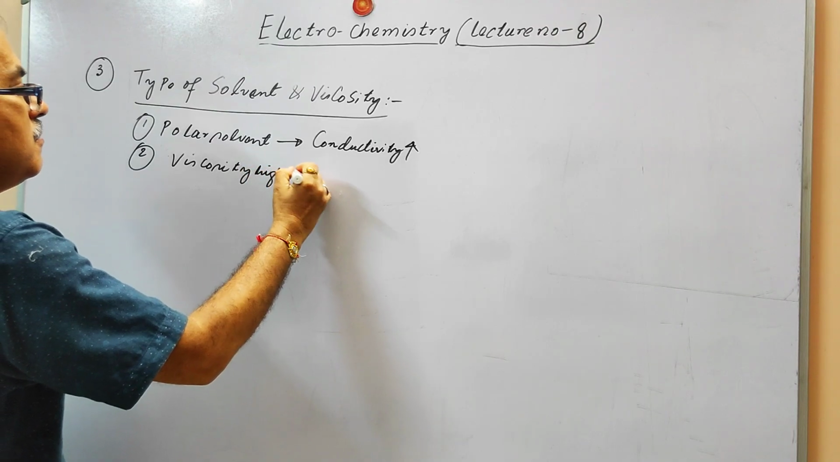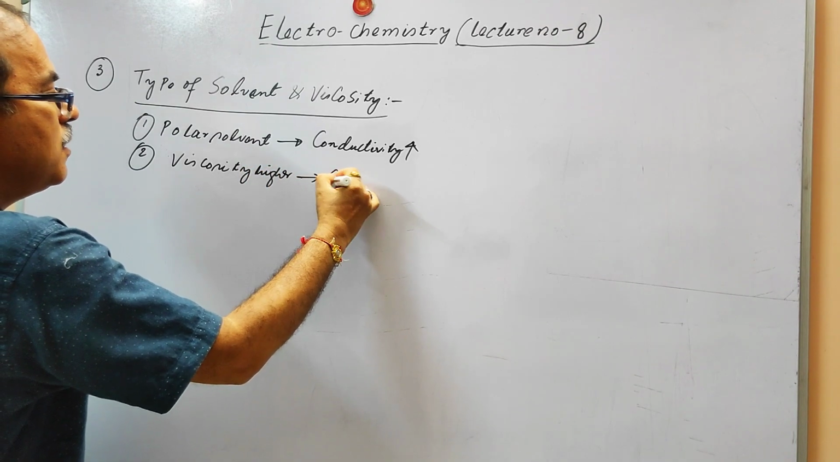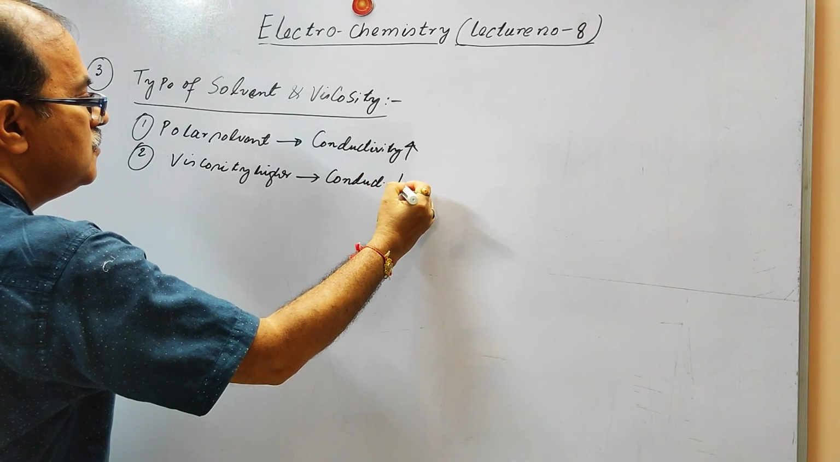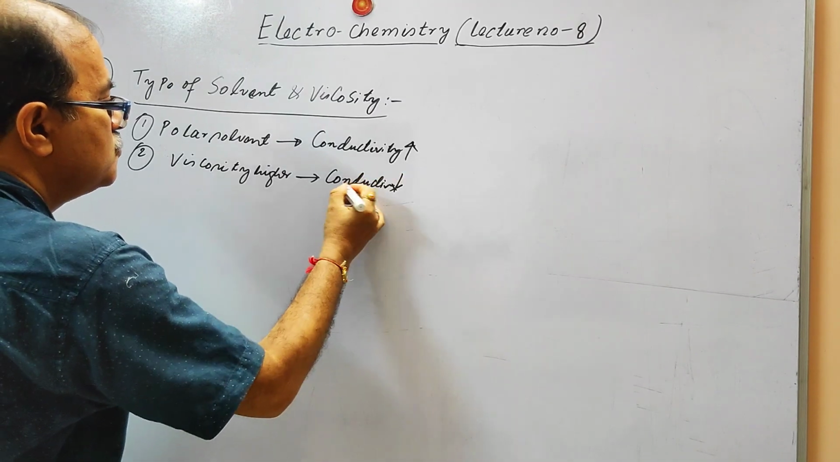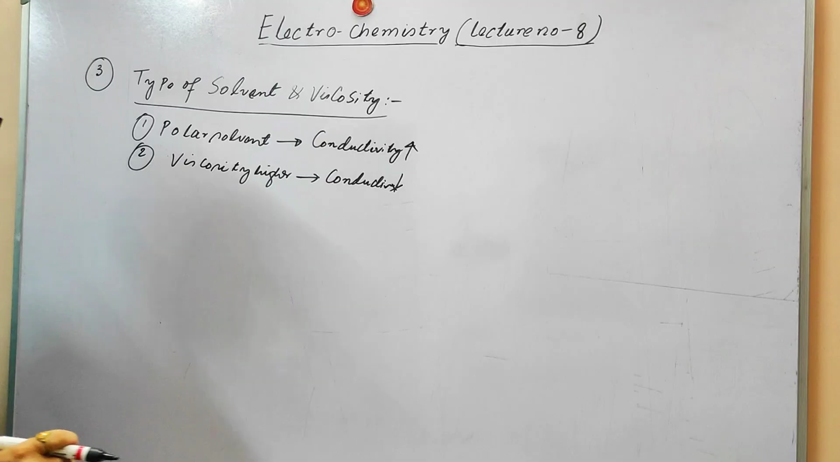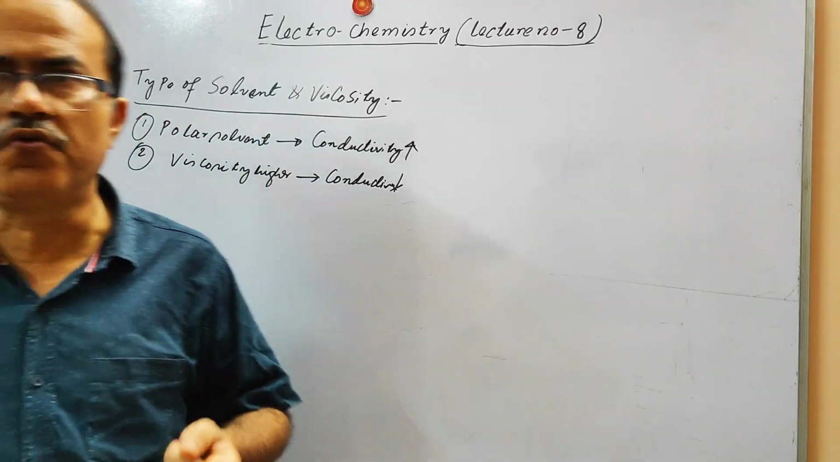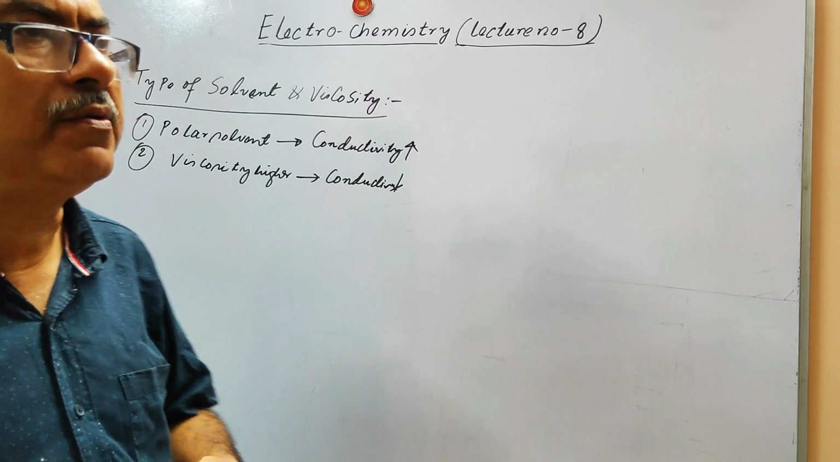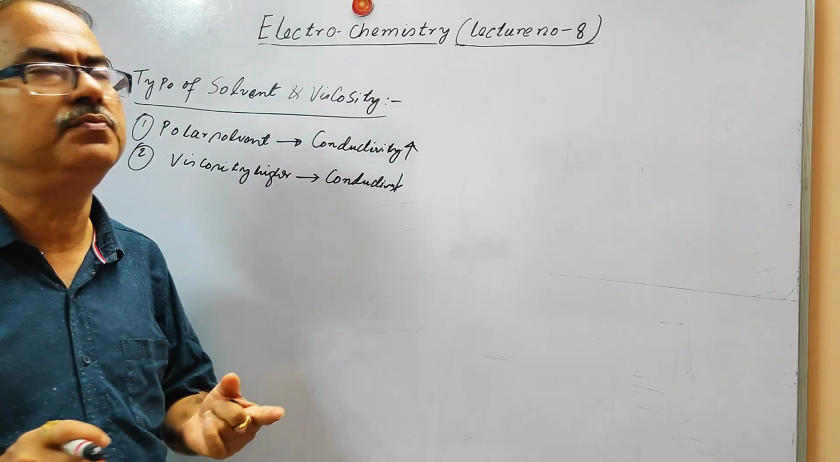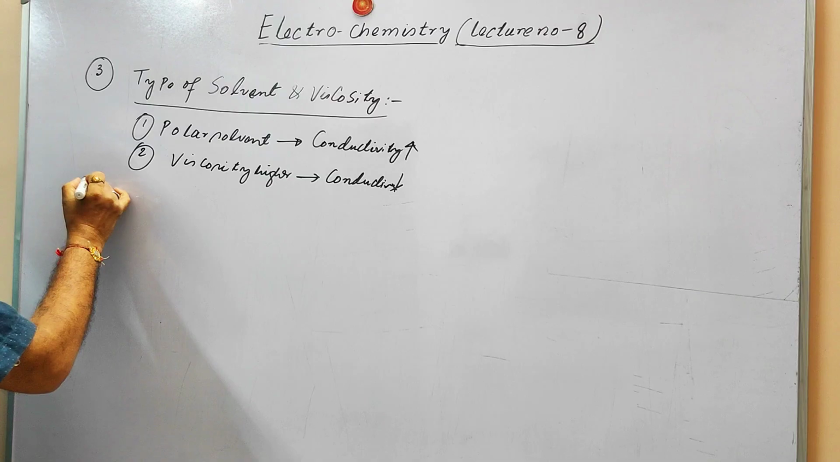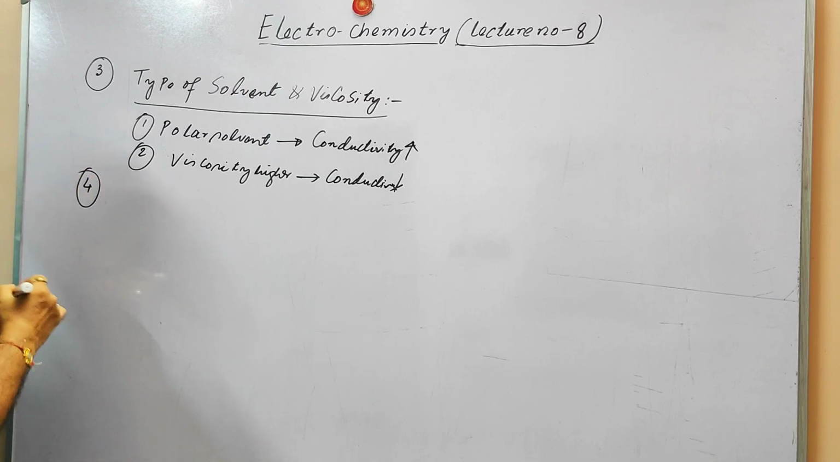Viscosity higher means conductivity is lower. So you can easily understand, if the viscosity is higher, what does it mean? That is the resistance to flow. It will not be able to flow. The movement of the ions will be restricted by the viscosity. This is the fourth factor.